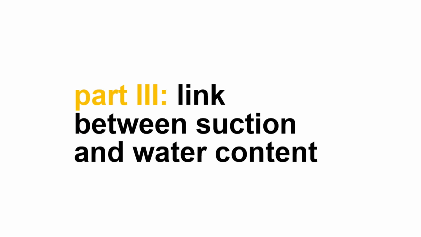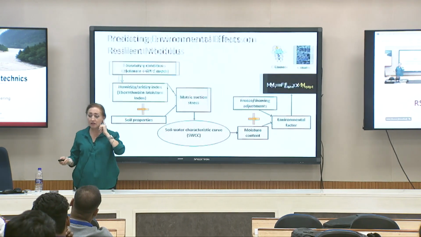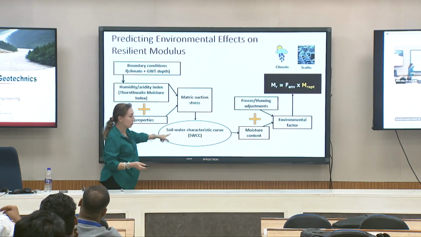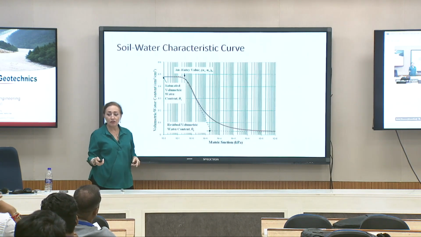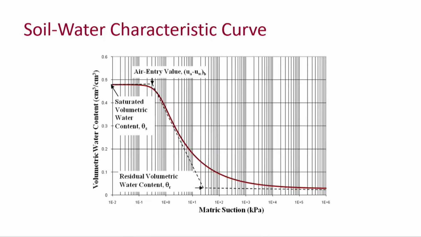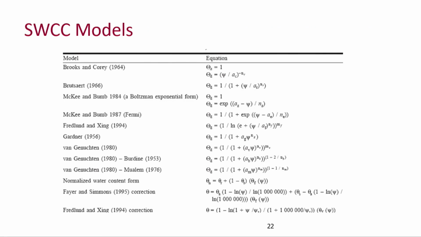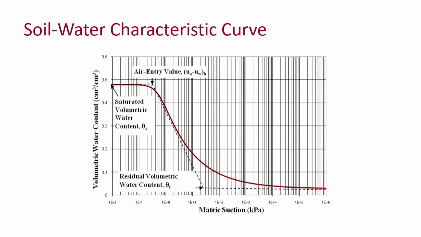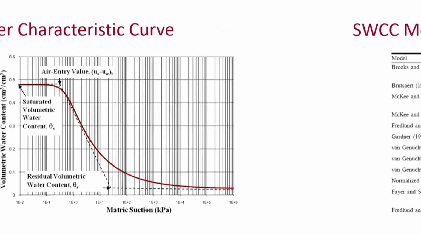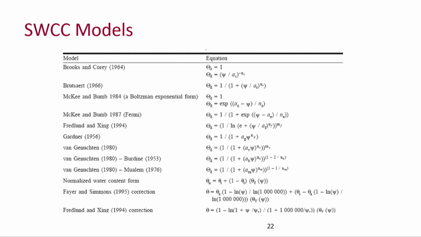Now you got suction, now you need soil-water characteristic curves, right? You can go to the laboratory and measure them, or you can use the soil-water characteristic curve. There are many, many models. If you have data points from your laboratory, you have many models to do the regression analysis, from Brooks and Corey all the way to the Fredlund equation, which are a little bit more complicated.